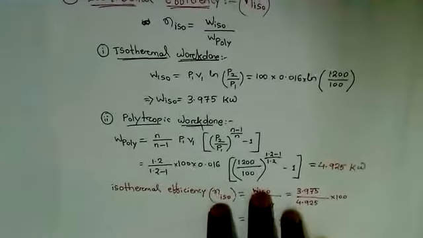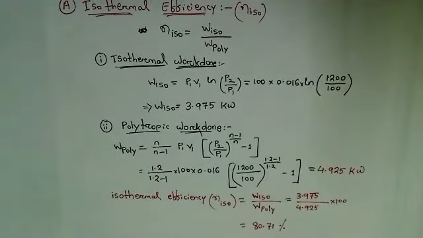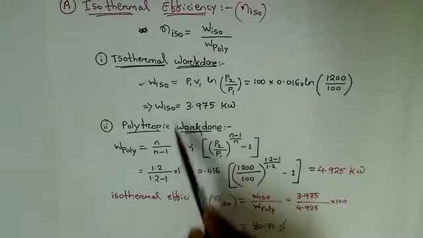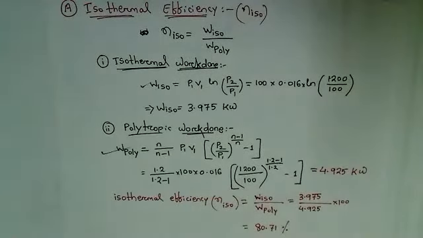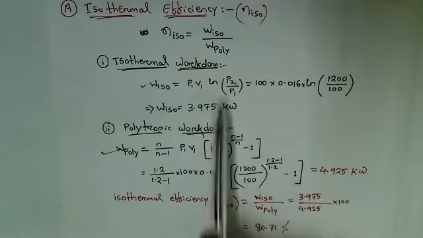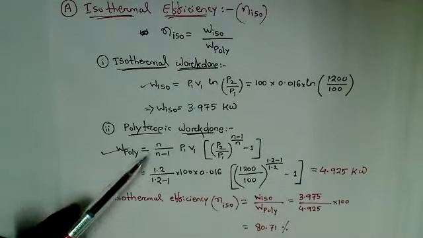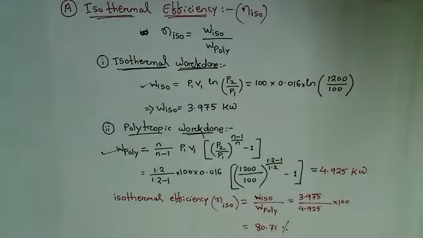Okay, so in this way we can calculate the isothermal efficiency. The only thing is you have to remember the isothermal formula and the polytropic formula. These two formulas you have to remember. Calculate the isothermal work done separately, calculate the polytropic work done separately, take the ratio between these two and you will get your answer.